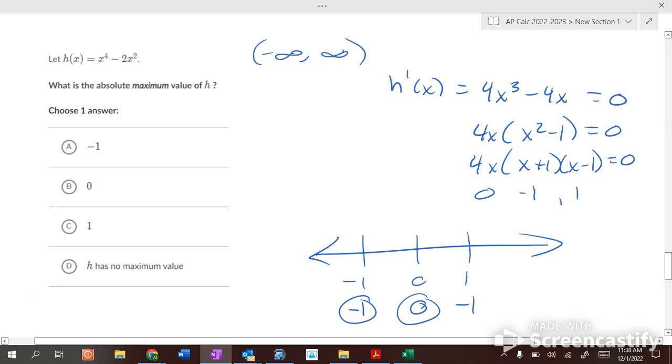Okay? What's the maximum value of that function? Or what's actually happening here? Well, it's going to be a W function, right?